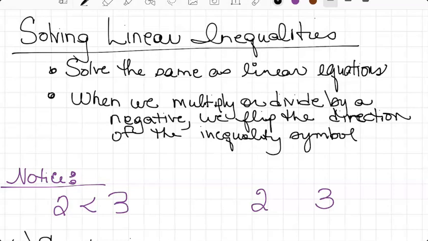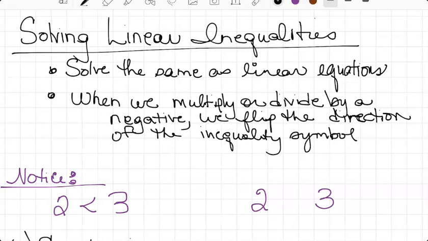So let's take a look at solving linear inequalities. We're going to solve linear inequalities the same way we would solve a linear equation. So whatever steps you would have taken if it had an equal sign, those are the same steps we're going to take when it has a less than or equal to, greater than or equal to.